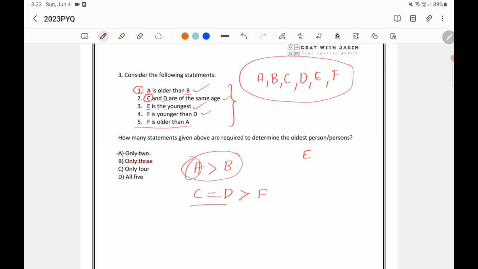So F is older than A means we can draw like this, and E is the youngest, so we can draw like this. So now we can say that C and D are the oldest persons. So by using all the statements, we were able to come to the answer. So all 5 statements are required. So D is the correct answer.